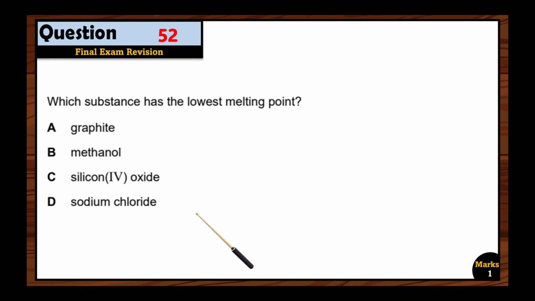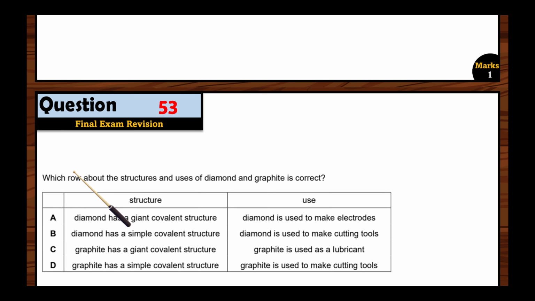Which substance has the lowest melting point? If you see all of them, ionic compounds have very high melting and boiling points. Giant covalent structures have high melting and boiling points. Metallic elements all have high melting and boiling points. So what is left behind? Only simple covalent compounds or simple covalent molecules. They always have the lowest melting point. So graphite, giant covalent structure, rejected. Methanol, yes, methanol is a simple molecule, so it has the lowest melting point. Silicon, giant structure. Sodium chloride, ionic compound. So of course all of them are rejected. Only option B is right.